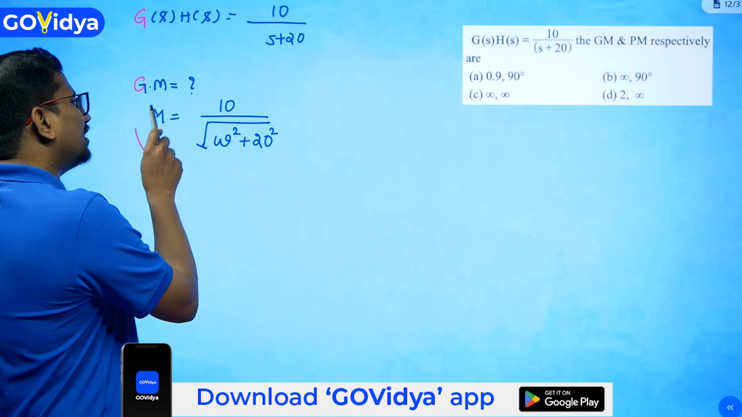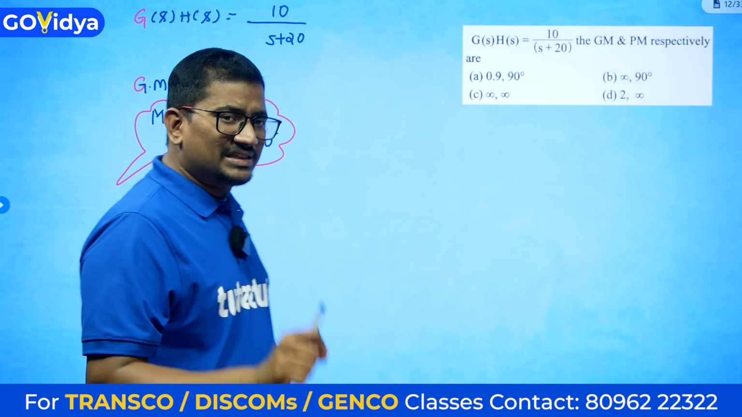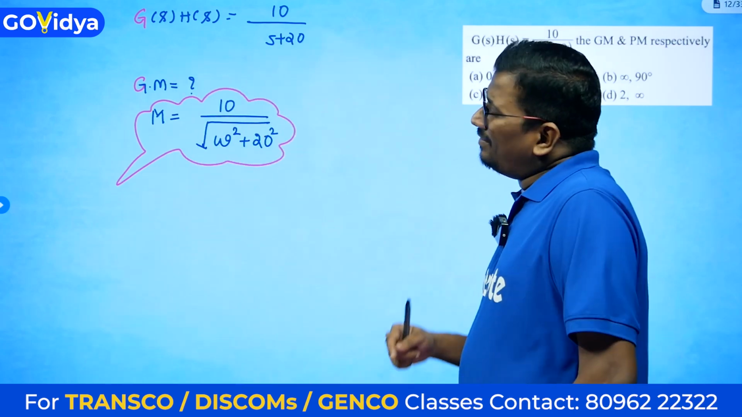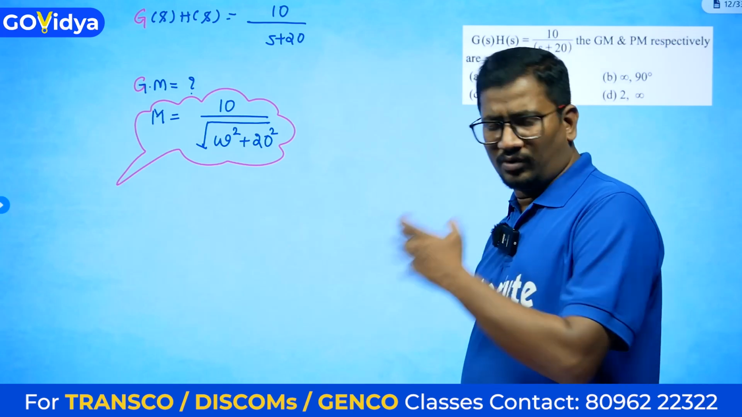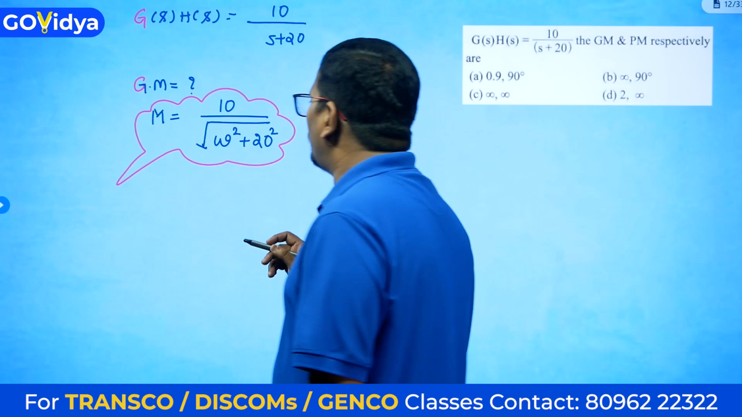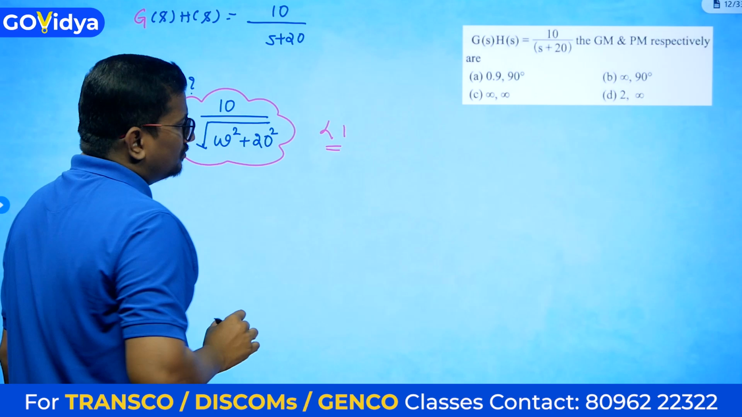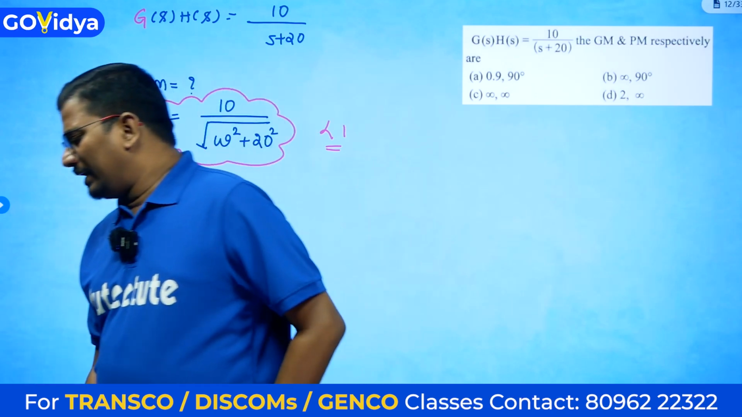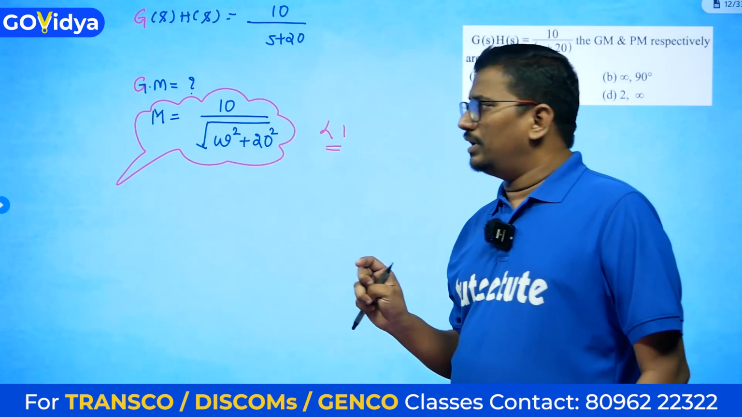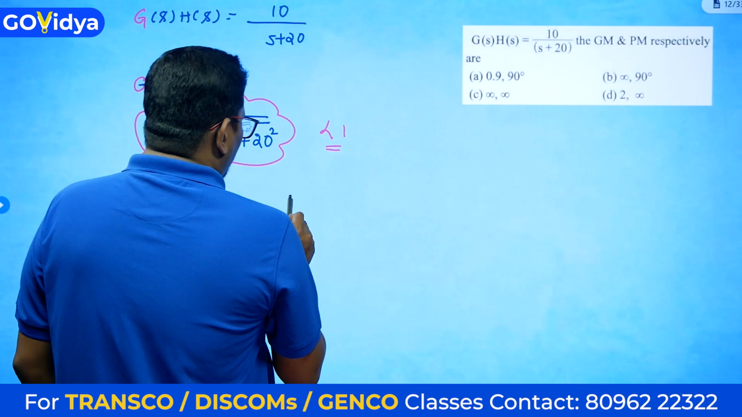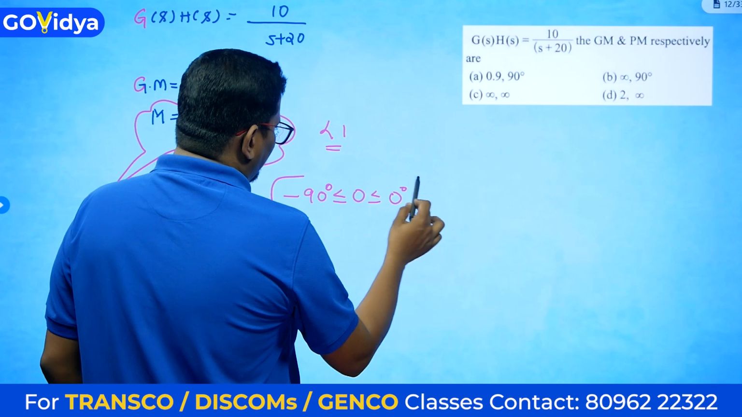Here one important observation you have to make. You take any value of omega, whether you take 1 radian, 2 radian, or whatever radian you take, always you will observe that the ratio will definitely be less than 1. So the magnitude is always less than 1, and the phase angle will also be between minus 90 degrees and 0 degrees only.